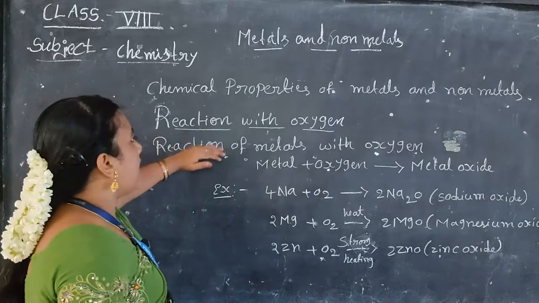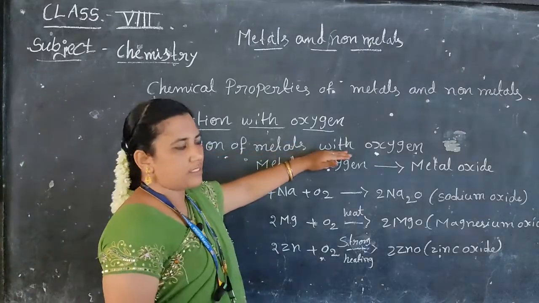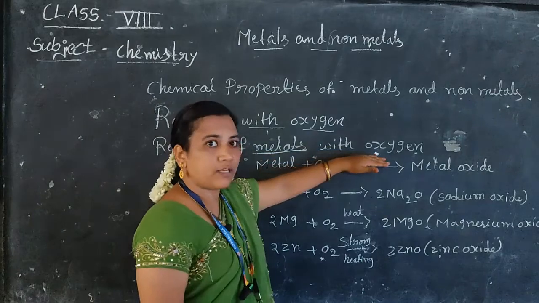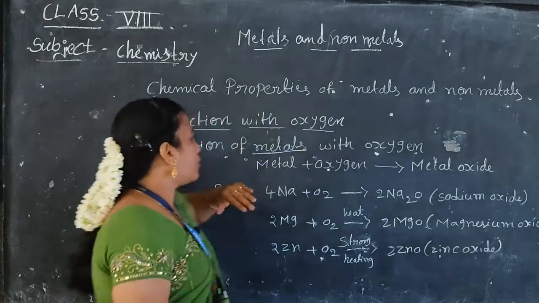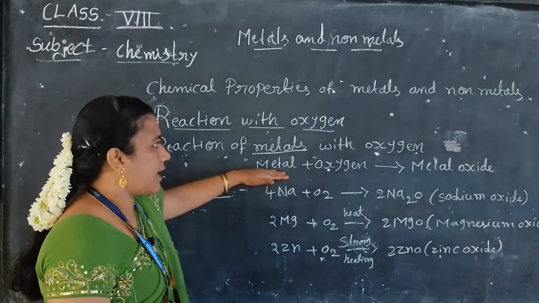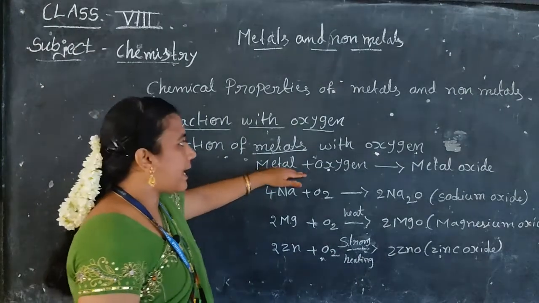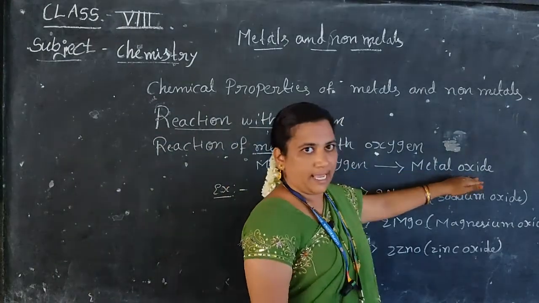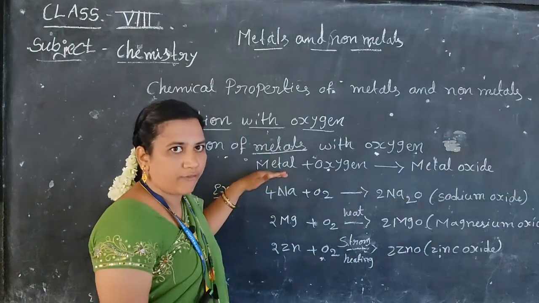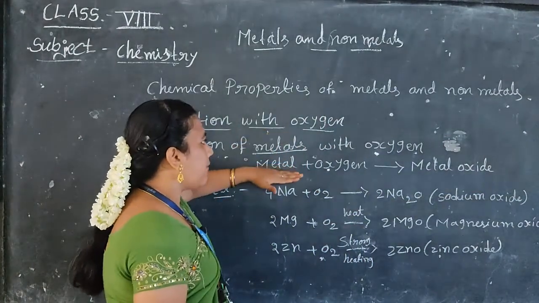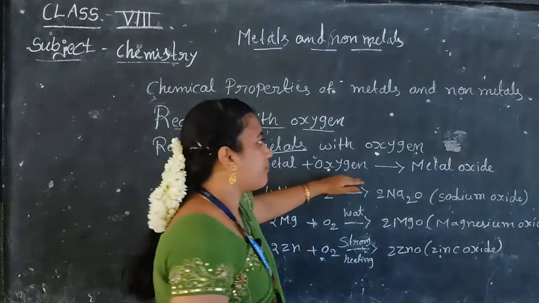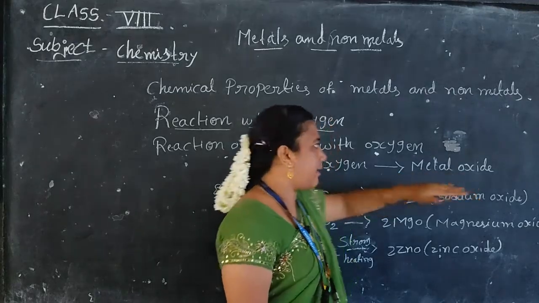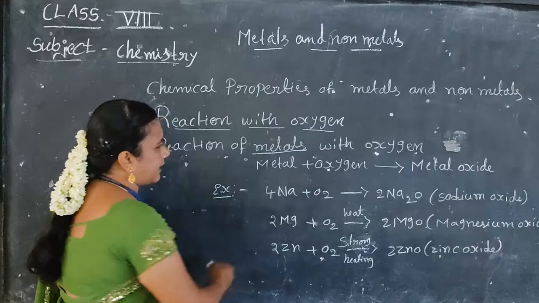Okay, so in this reaction of metals with oxygen, first let us discuss how metals react with oxygen. In general, we have to learn that when metals react with oxygen, they give the product metal oxide. So the general equation of a metal reacting with oxygen gives metal oxide as a product. For example, you can take this example.